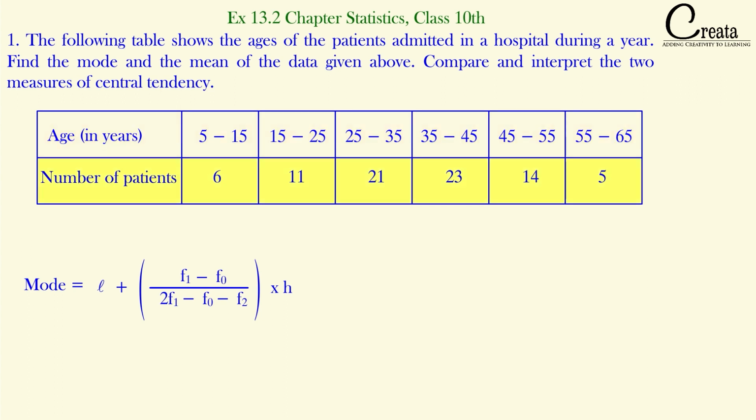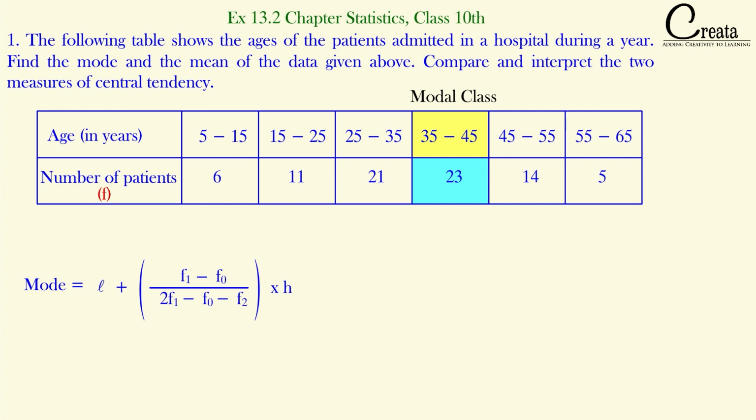Firstly, out of these two rows, which is the frequency? Frequency is how many times our observation is repeating. Here the age is the observation and the number of patients is the frequency. So all these values are the frequency. And what is the modal class? Modal class is the class which corresponds to maximum frequency. Out of all these frequencies, 23 is the maximum frequency, and this class will be called the modal class.